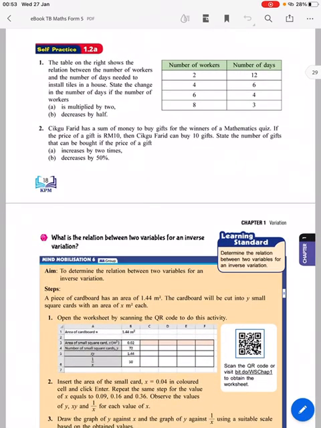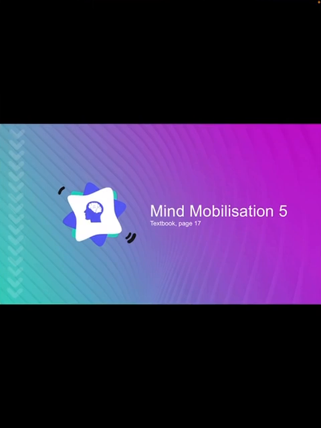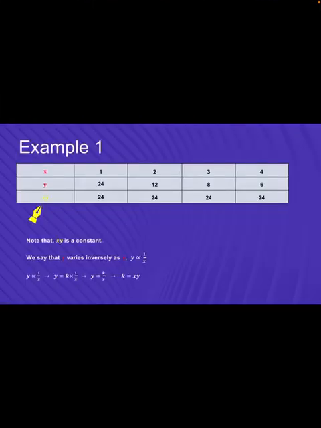Next, example 1. Here I have 4 values of x: 1, 2, 3, 4, and the corresponding values of y. When x is 1, y is 24; 2, 12; 3, 8; 4, 6. Given that the values of xy are all 24, what we can say here is that xy is a constant.